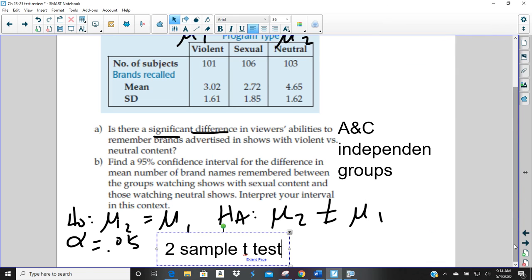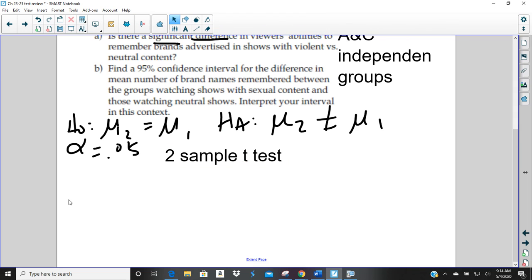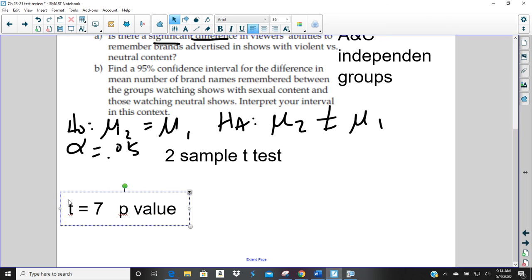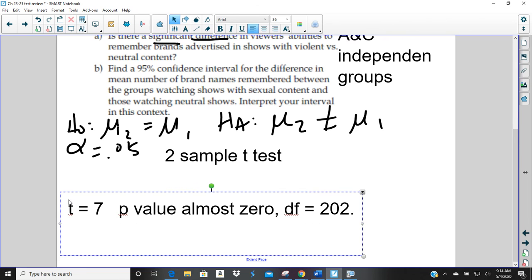So let me write these things down. Mrs. J, do I have to write all those zeros? No, you don't have to. The t value was 7, right? That's really high. That would be 7 standard deviations away. The p value was practically almost 0. I'm fine with you writing that. The AP people will be fine too. And the degrees of freedom was 202.